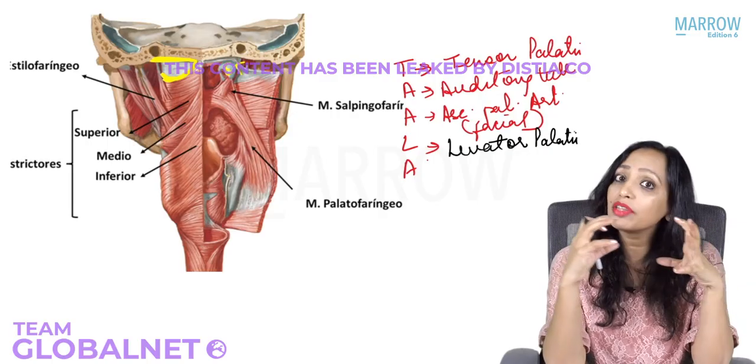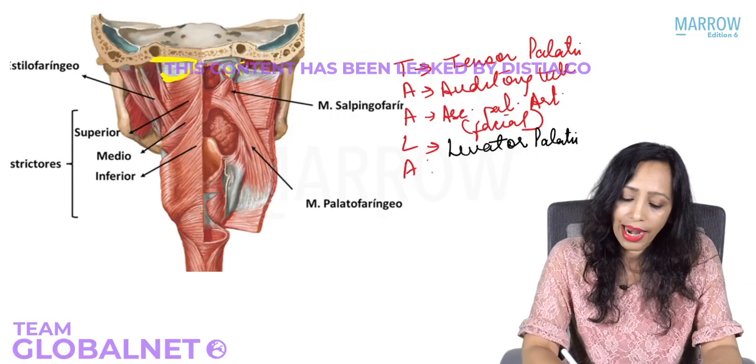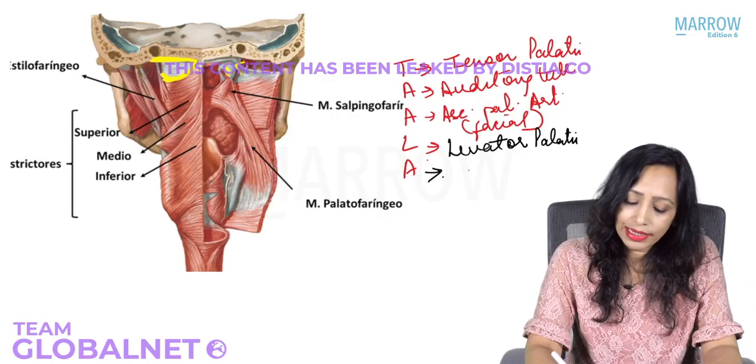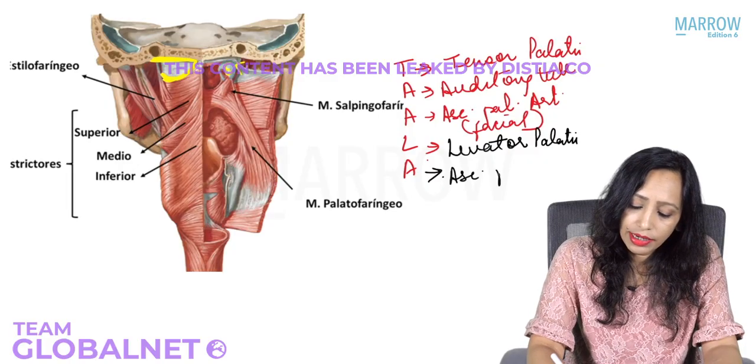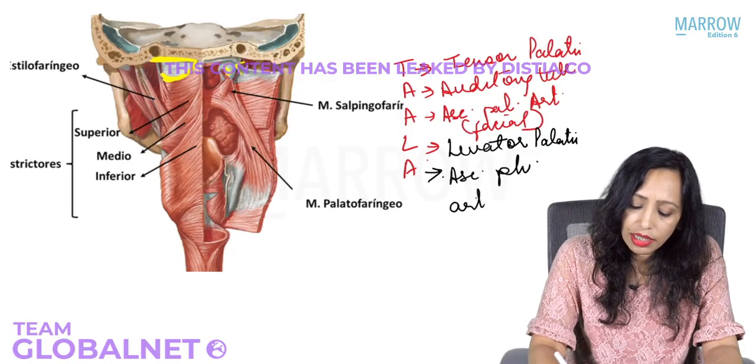So along with the tube, we have these muscles, the tensor palati and levator palati, and we have another A, and that is the ascending pharyngeal artery, the palatine branch.